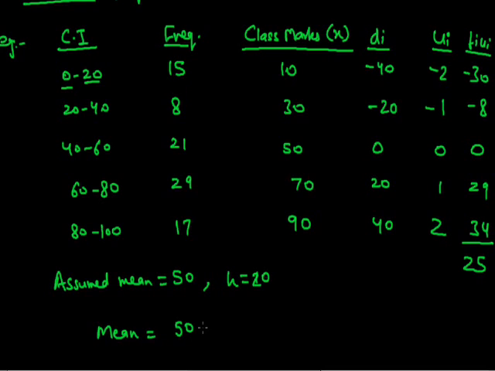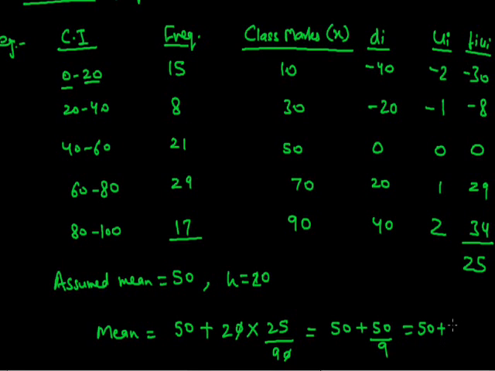For finding the mean, we take the assumed mean, that is 50, plus h, that is 20, into summation of fi ui, that is 25, divided by summation of fi, that is the sum of the frequencies. Adding the frequencies: 15 plus 8 is 23, plus 21 is 44, plus 29 is 73, plus 17, so we get 90 here. Now if you solve it, the 0s get cancelled, so we get 50 plus 50 by 9.